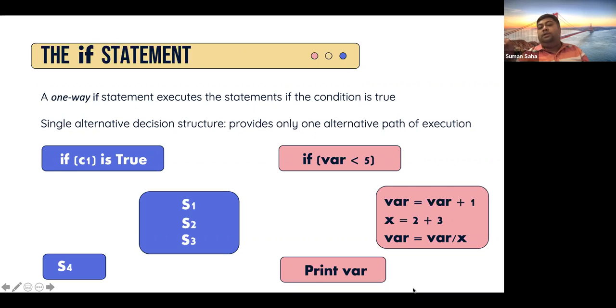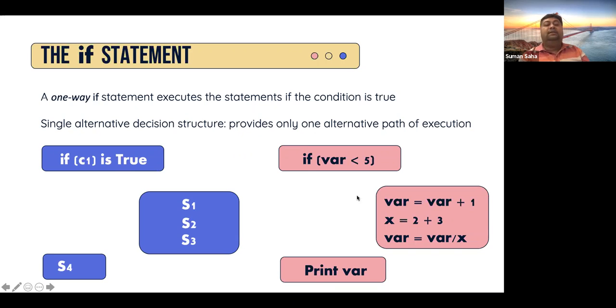So single alternative decision structures provide only one alternative path of execution. You see in this example, if the condition is true, you execute these statements: statement 1, statement 2, and statement 3. If the condition is not true, then you execute statement 4. Statement 4 is obvious. Even after executing statement 3, you will execute statement 4. But if the condition is false, you just skip this whole block. You jump to statement 4 and execute that.